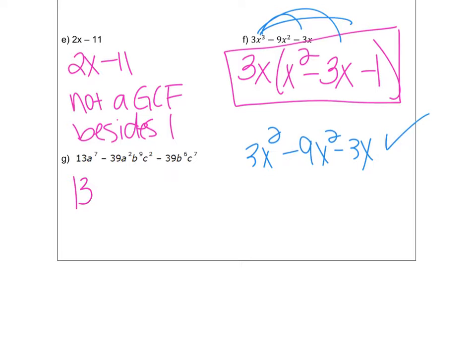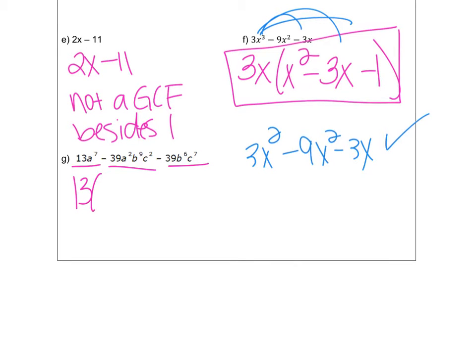Then we have to look at each variable and figure out what they all have at least in common. So this first term only has an a, so that's the only variable that we could factor out of all of these. Actually, they don't all have an a in common. There's not a variable that they all share. See, the first term has an a to the 7th, the second term has a, b, and c, but then the last term only has b and c. So the only thing we could take out of this is just a 13.